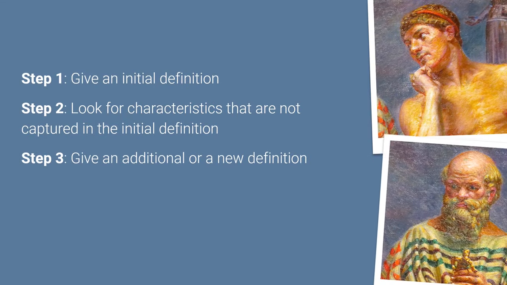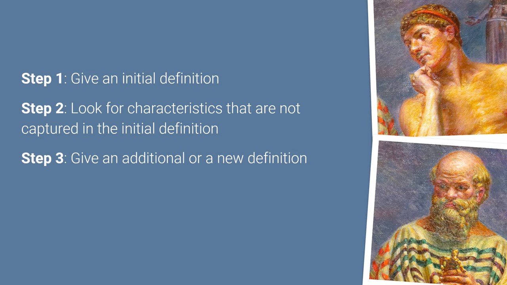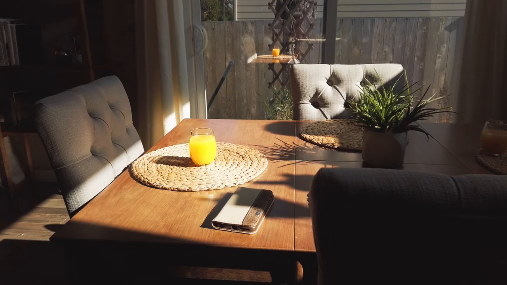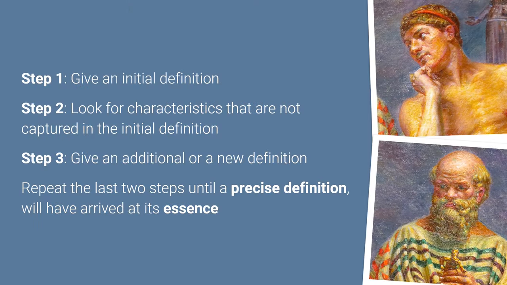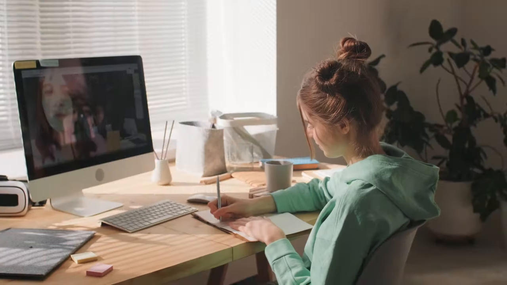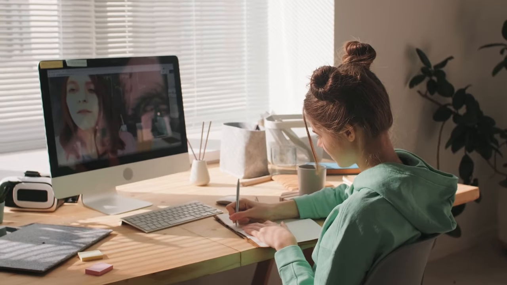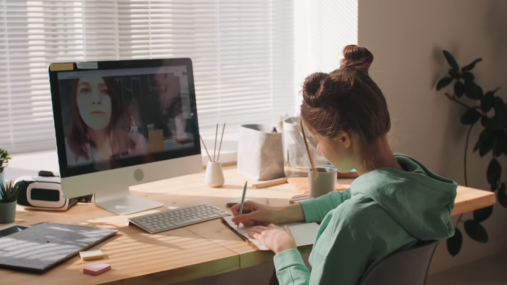This question leads them to the third step, where they give an additional or a new definition of the thing or concept. They may say, for example, that a table, although it has four legs like a horse, is a furniture that is made of wood. Now, if they repeat these last two steps until they have a precise definition of the thing or concept, they will have arrived at its essence, that is, in the case of the example, that which makes a table a table, that which makes a table completely different from other things such as a horse, a chair, etc., they will have arrived at the truth of what a table is. Thus, they may conclude that a table is a furniture that has a leg or legs, has a flat surface, and is used for doing certain things like eating, studying, putting on things, etc.